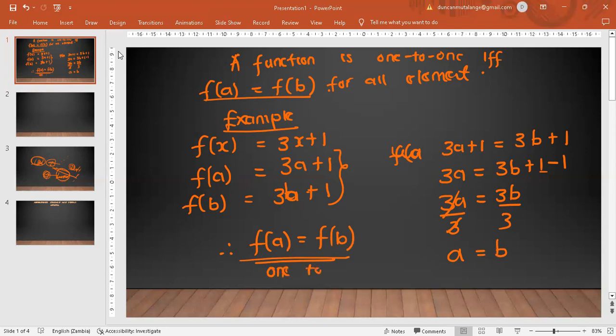If this does not hold, then you know that it's many-to-one. So that is all that was remaining.